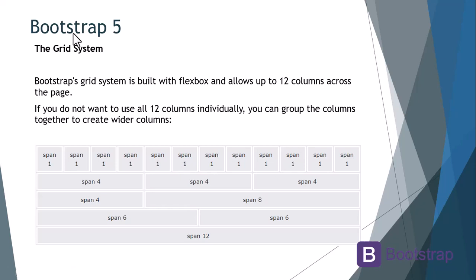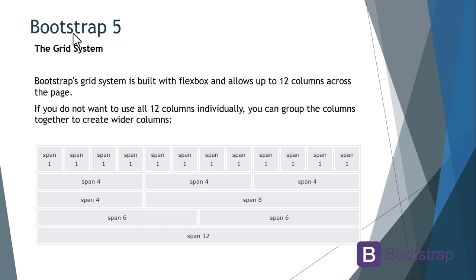Welcome back. Now I'll be telling you about the Bootstrap 5 grid system. Okay, so the Bootstrap 5 grid system is built with flexbox and allows up to 12 columns across the page. Like I said earlier, I won't go into much detail because I have explained this to you earlier.